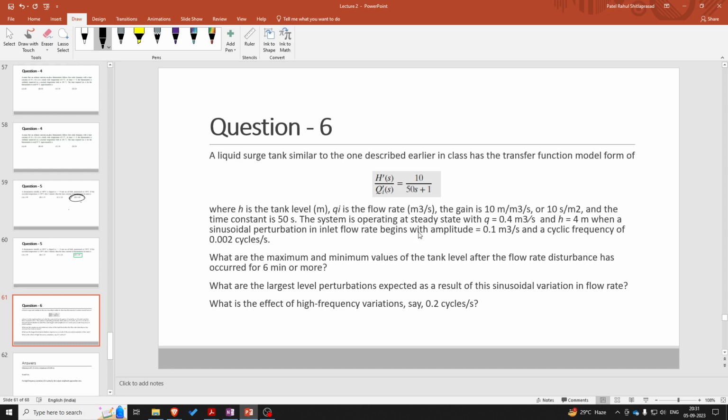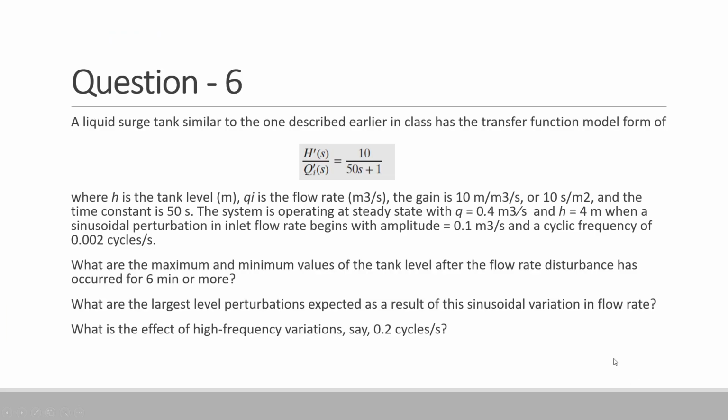Now let us discuss this question number 6. Earlier we were having a step input, now this deals with the sinusoid input. So the question is, a liquid surge tank similar to the one described earlier in the class has the transfer function model of the form given by this equation. So we are having the first order transfer function model where h is the tank level.